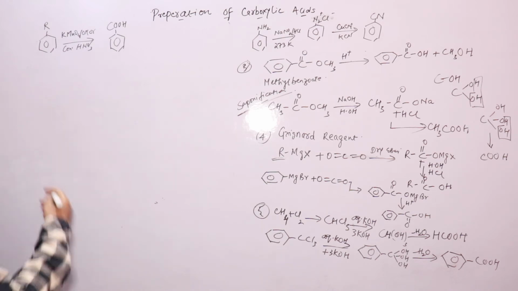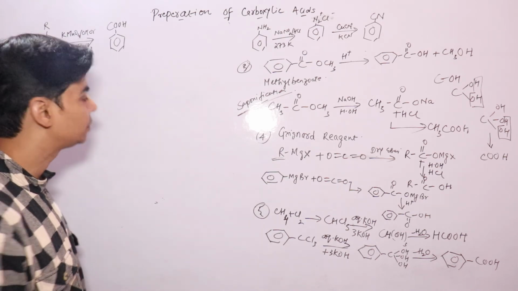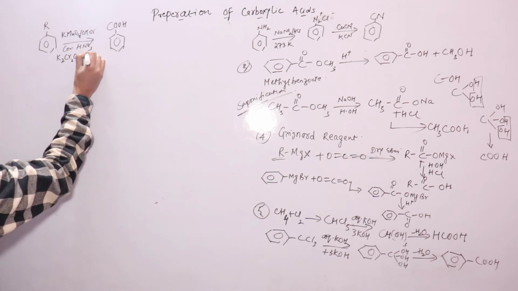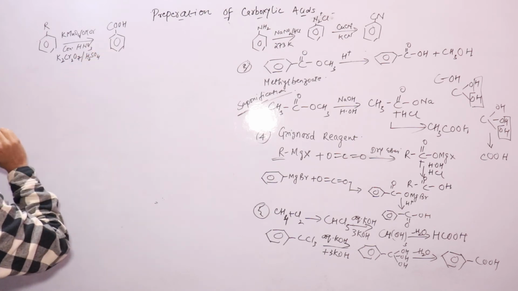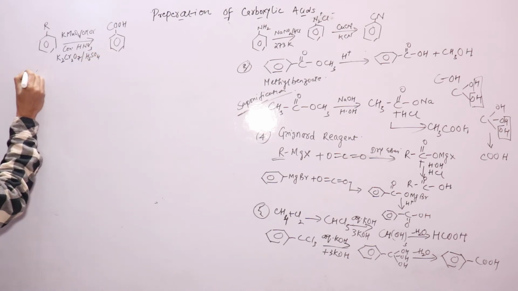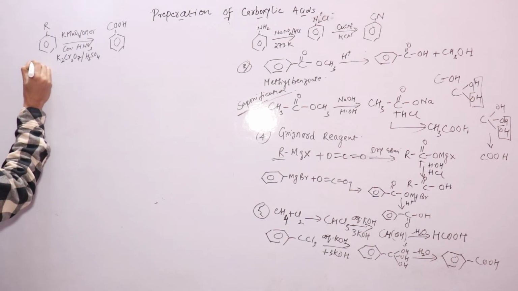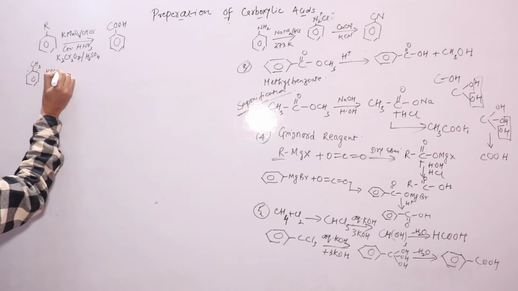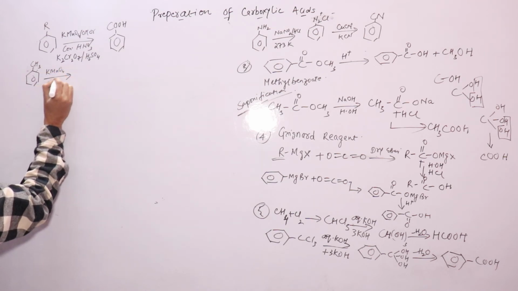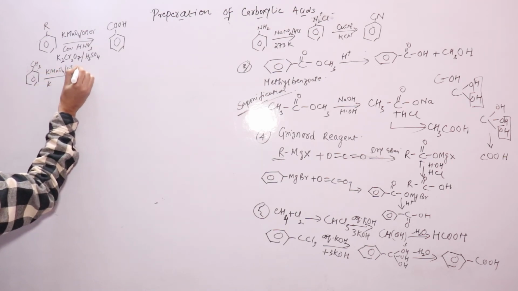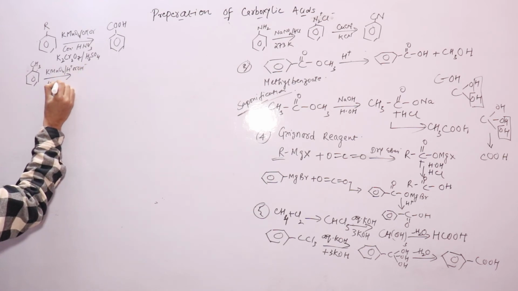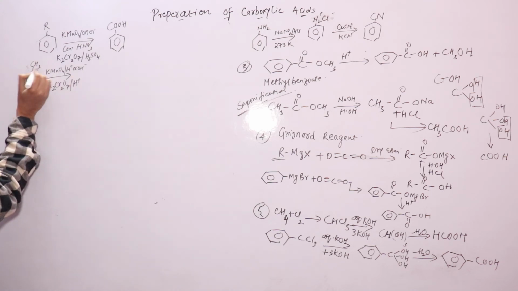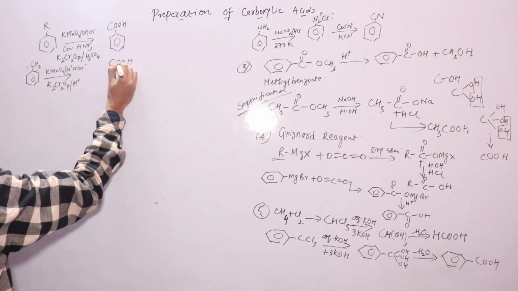Or the other common reagent that we use is acidified potassium dichromate. So you can also use K2Cr2O7 in the presence of sulfuric acid. So let's take an example. If you take methyl benzene in the presence of acidified or alkaline KMnO4, or acidified potassium dichromate, this side chain will form COOH.